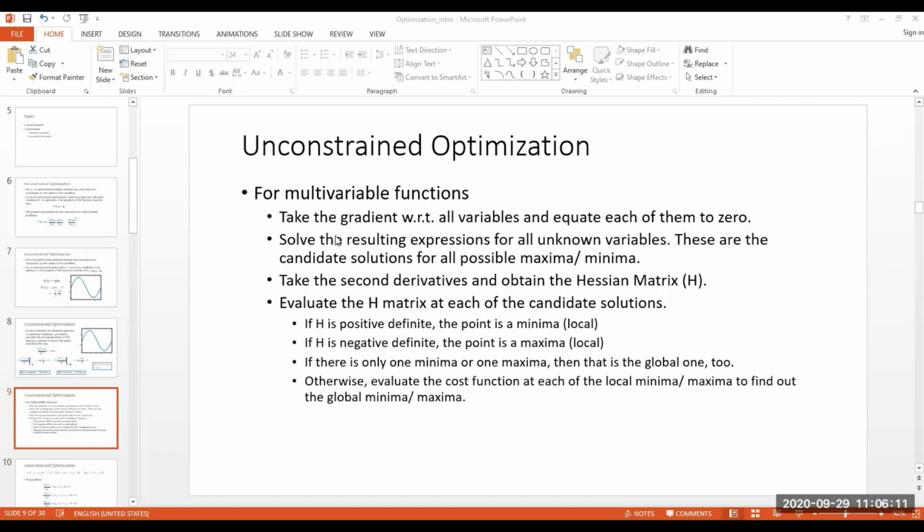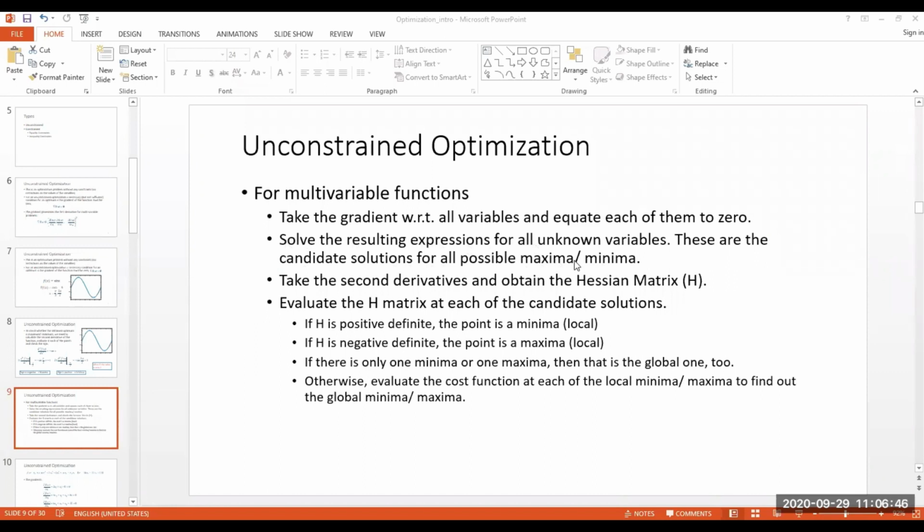Okay, then you have to solve the resulting expressions for all unknown variables. That means if you have n unknown variables, you expect n equations, so n equations, n unknowns, you can easily solve them. All the solutions from this second step give you the candidate solutions for all possible maxima or minima. Still you are not sure whether it's a maxima or minima, but at least you are sure that they are optimum points.